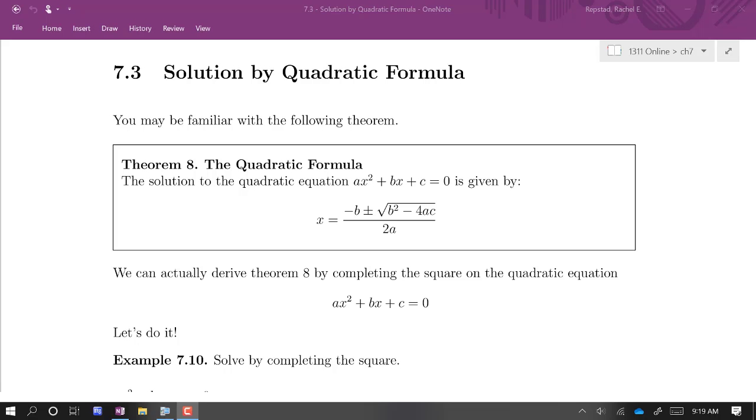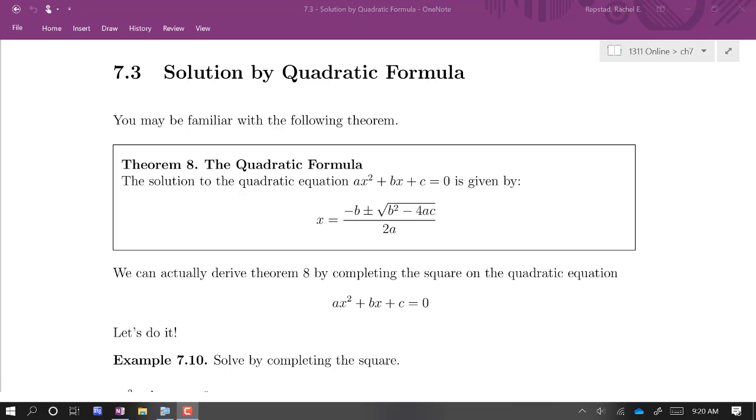All right, the last technique that we're going to look at for solving quadratics is the quadratic formula. I'm going to preface this right at the beginning by saying I will never ask you to solve a quadratic by using the quadratic formula. I will ask you to solve a quadratic by factoring. I will ask you to solve a quadratic by completing the square. If I ask you to solve a quadratic and I don't specify the technique, you may feel free to use the quadratic formula if you wish.